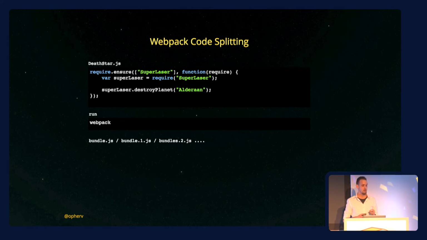So you can use require.ensure, which has similar code to what we saw earlier with require. So you have require.ensure superlaser with a callback function, and as soon as that asset loads, as soon as superlaser loads, then you can use that code. Here's the cool thing about that, though. If you define this in your code base, and run Webpack, Webpack will create separate bundles depending on where you decided to split your code.